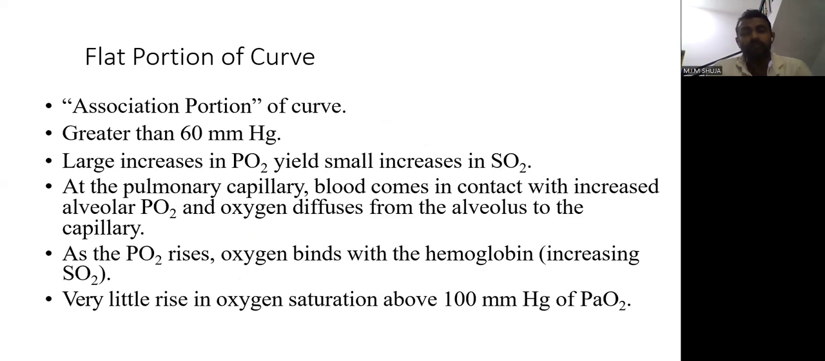In the flat portion of the curve, which we call the association portion, greater than 60 millimeters of mercury, large increases in partial pressure of oxygen yield small increases in saturation. At the pulmonary capillary, blood comes in contact with increased alveolar partial pressure of oxygen, and oxygen diffuses from the alveolus to the capillary. As the partial pressure of oxygen rises, oxygen binds with hemoglobin, so the saturation of oxygen increases.